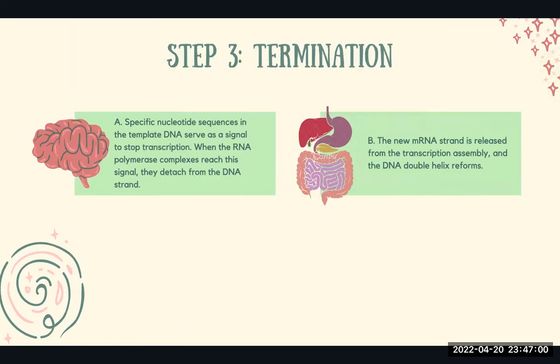For the termination phase, specific nucleotide sequences in the template DNA serve as a signal to stop transcription. When the RNA polymerase complexes reach the signal, they detach from the DNA strand, and the new mRNA strand is released from the transcription assembly. And then the DNA double helix reforms.